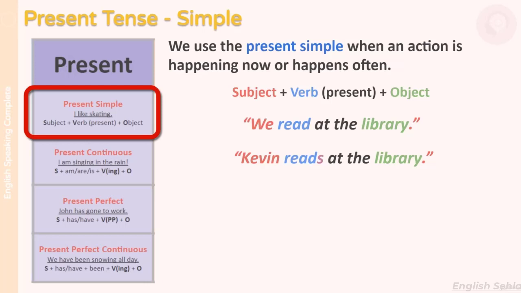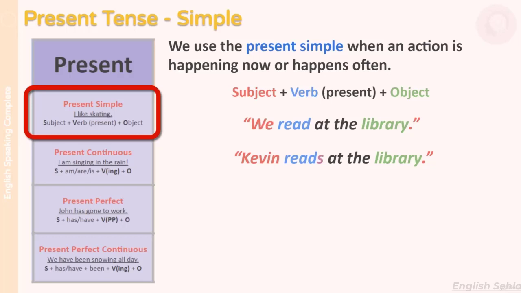Now, these are all positive examples. So we have subjects of we and Kevin. Verb is the same, read, and the object is the library. In the middle, at the is a prepositional phrase to talk about where this is happening. We read at the library. Kevin reads at the library.